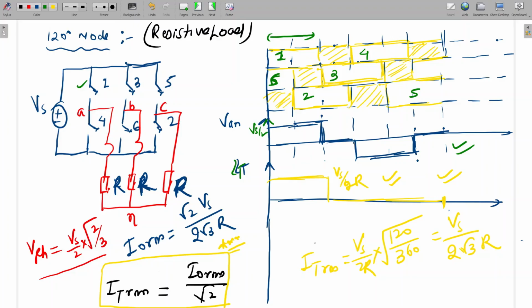So we can calculate the RMS value of the switch current. What will be the RMS value? It is conducting for 120 degree. So magnitude is Vs by 2R into 120 by 360. How much are we getting? Yes, sir, 2 root 3. Vs by 2 root 3R. This will be the switch RMS current.